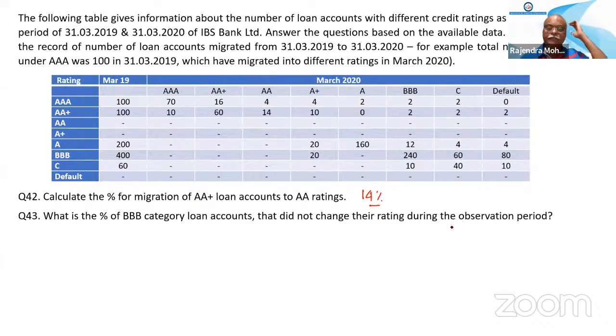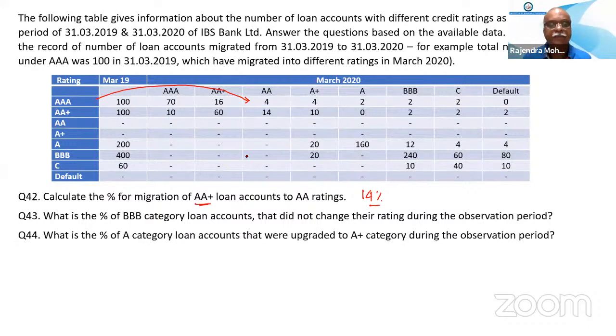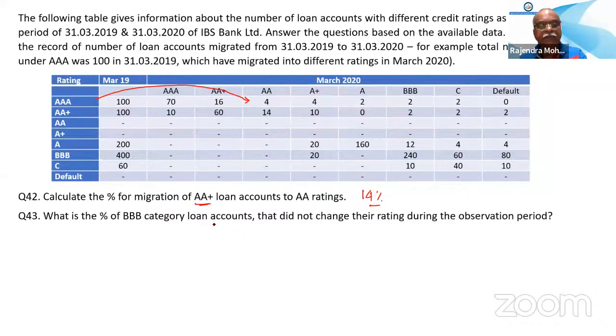Sir, 42. How 42? 60%. 60% only, sir. For question number 82, not 82, 42. But how? This 4 has come from AAA. It is asking about double A. You cannot add it because it is asking about how much double A is. Okay, sir. Okay, clear. Now the triple B, percentage of triple B category loan that did not change.